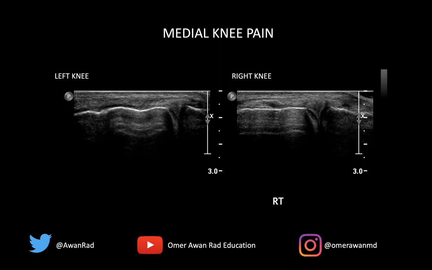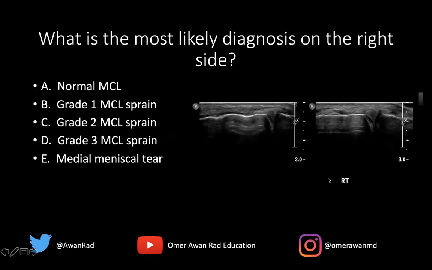Here we have ultrasound images of a patient that has medial knee pain, and we have comparison views. So this is right medial knee pain. We have the left knee as a comparison that's within normal limits, and then we have a right ultrasound of the medial aspect of the knee in a patient that has an abnormal finding. And the question that I have for everyone here is, what's the most likely diagnosis on the right side?